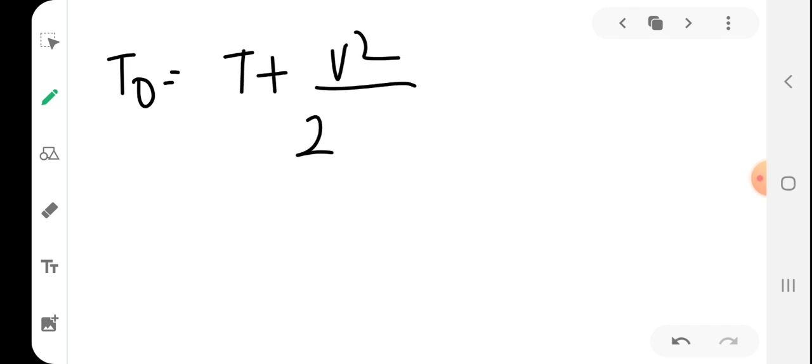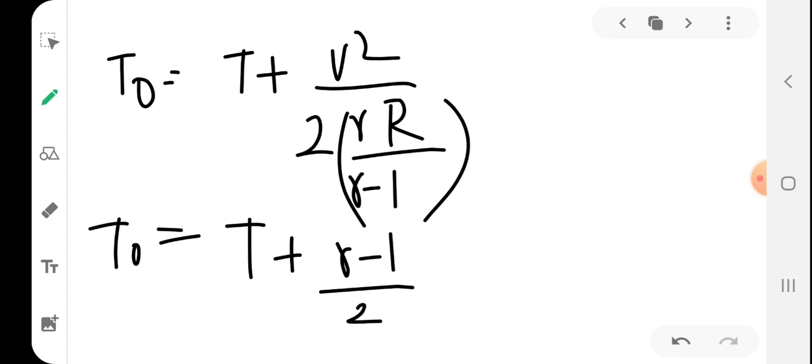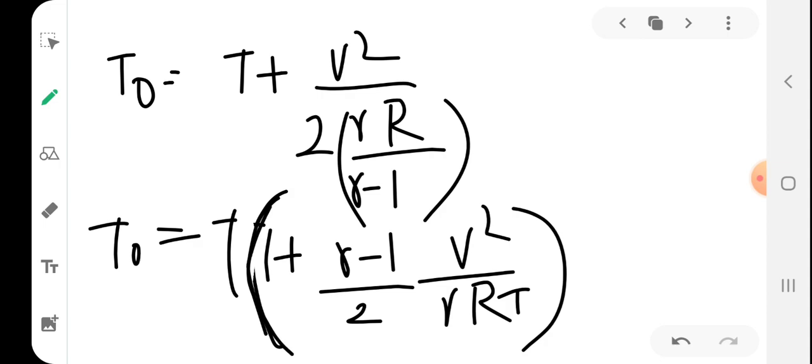Now I'm writing T0 equal to T plus v square by 2 Cp, right? Instead of Cp I am writing gamma by gamma minus 1 into R. So what will happen? I am taking gamma minus 1 to the numerator: T plus gamma minus 1 by 2 v square by gamma R, right? So if I take T common, it will become here 1, here T. So I took the T outside the bracket, so this came inside the bracket.